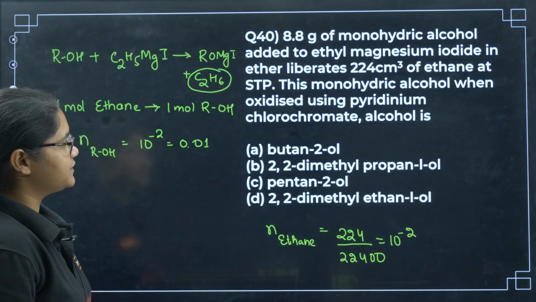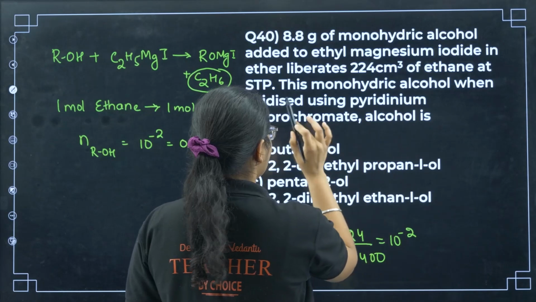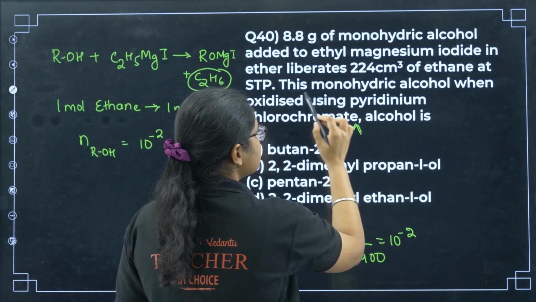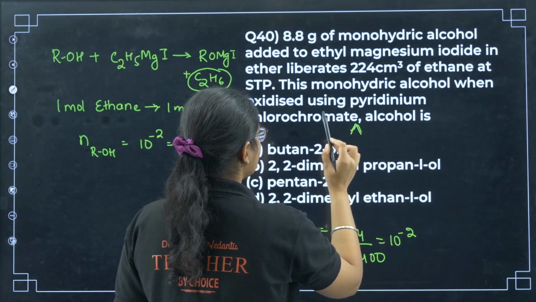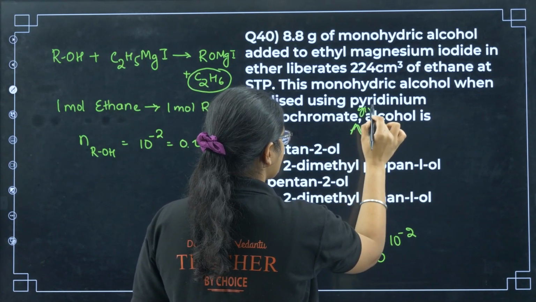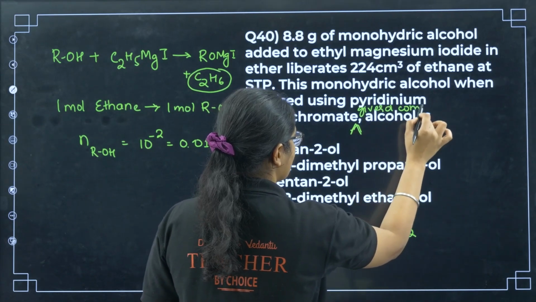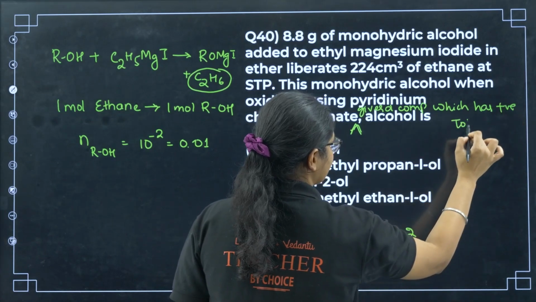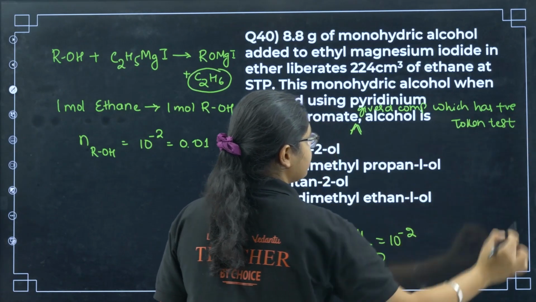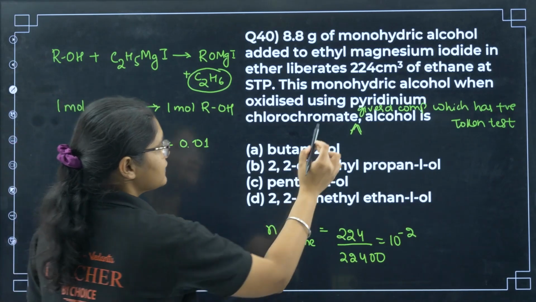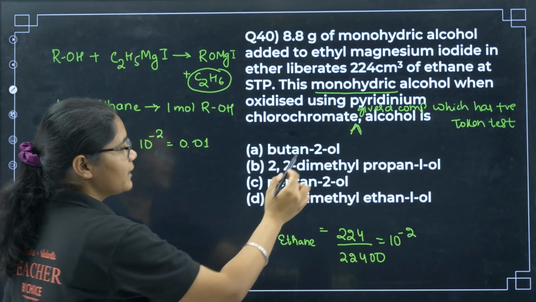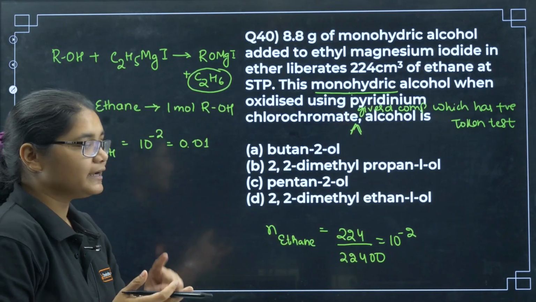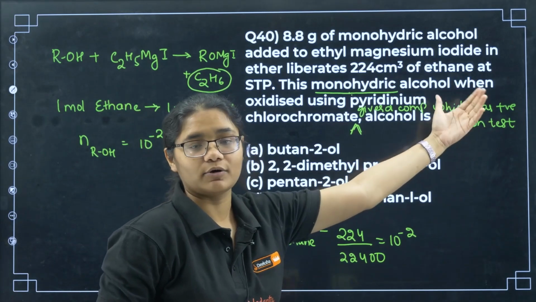Now one more question is there here. This monohydric alcohol, when oxidized with pyridinium chlorochromate, okay, there is something missed here, I am adding it here, gives a compound which gives a positive Tollens test. So that means this must be a primary alcohol. If a primary alcohol is oxidized, you get an aldehyde, and that aldehyde will give you a positive test for silver.